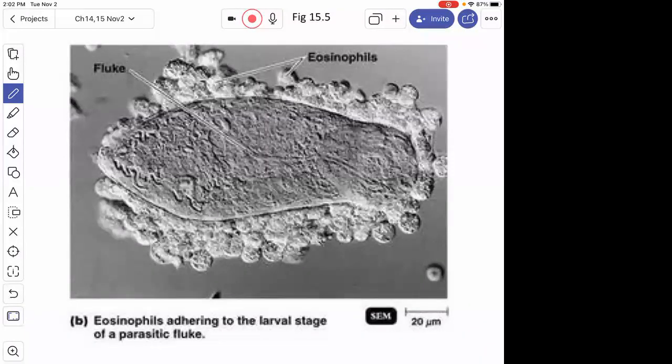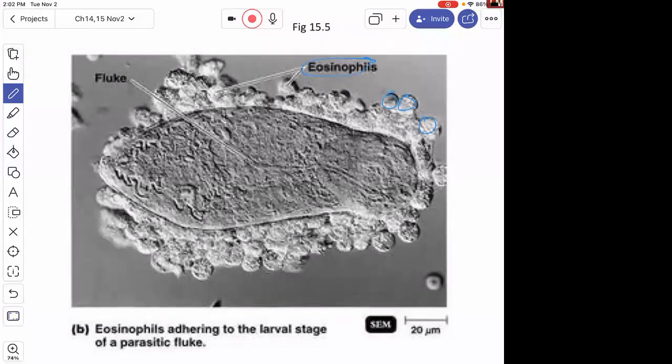This is supposed to be a parasitic fluke. And then all these eosinophils are chemotaxing, getting signals to attack that fluke. And so these are all degranulating. So again, it's not going to make much difference if one eosinophil degranulates, but you get a whole bunch of them, and that fluke is definitely in trouble.